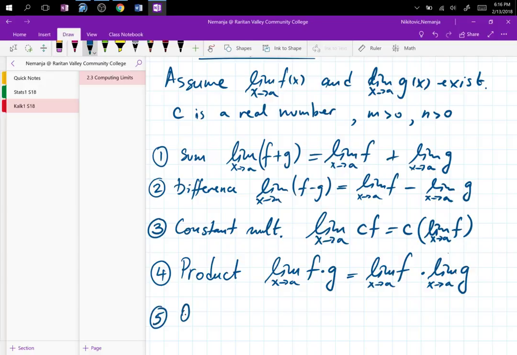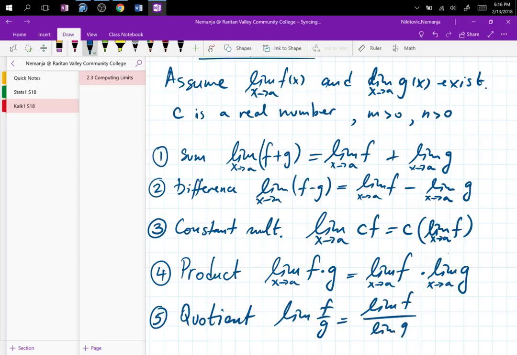Rule 5, quotient. The limit of f divided by g is the limit of f divided by the limit of g. Again, x goes to a everywhere.